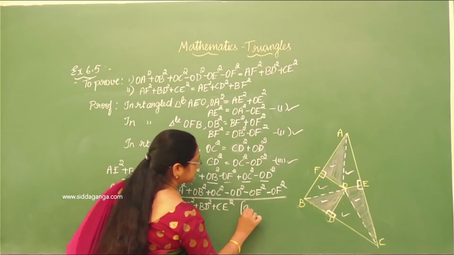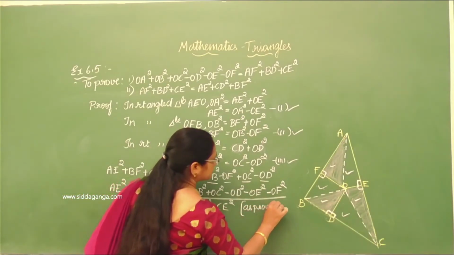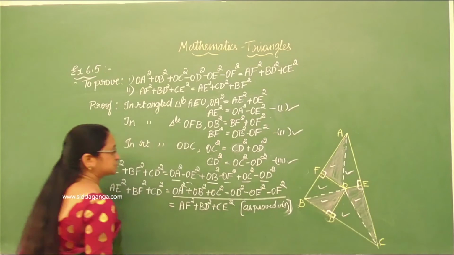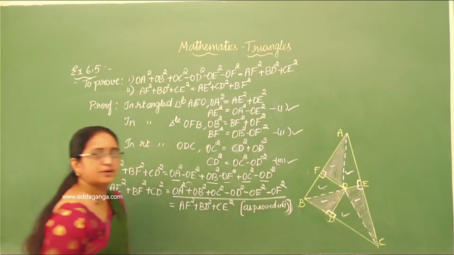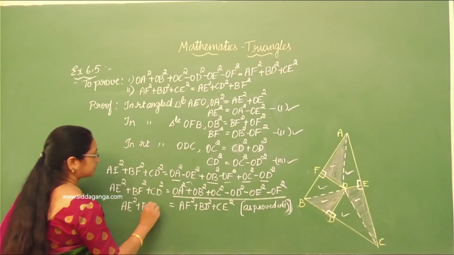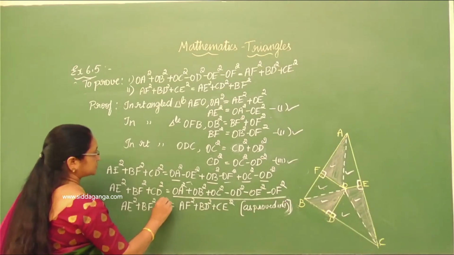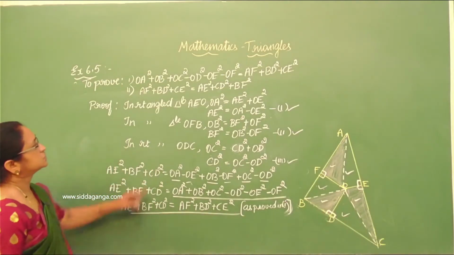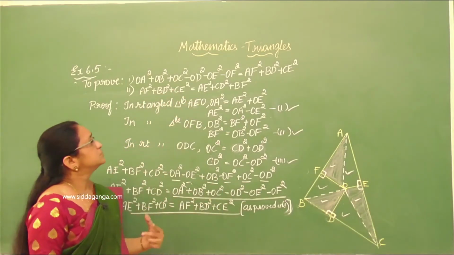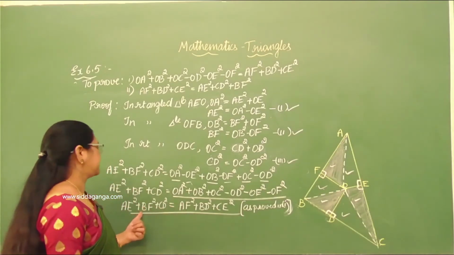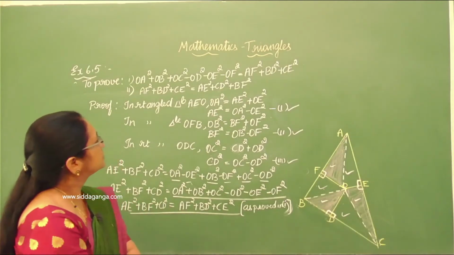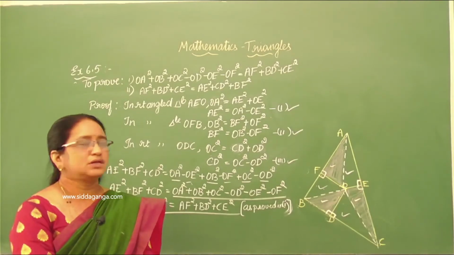Okay. As proved in 1. As proved in the first sub question. Now, so here AE square plus BF square plus CD square is equal to this one, AF square. So that is what we needed. AF square plus BD square plus CE square is equal to AE square plus CD square plus BF square. See? Understood? So this is how you have to do it. It's very simple but a little lengthy, that's all.